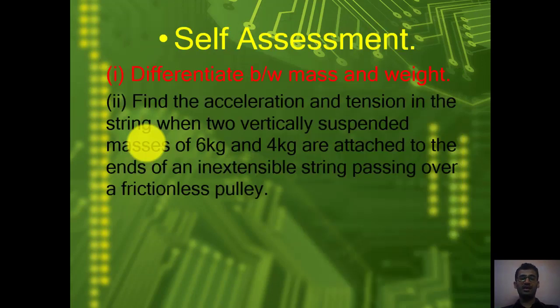Now, we shall have some self-assessment. For that purpose, we need to solve these two questions. First of all, you should be able to differentiate between mass and weight with some sufficient differences. Secondly, find the acceleration and tension in the string when two vertically suspended masses of 6 kg and 4 kg are attached to the ends of an inextensible string passing over a frictionless pulley. Students, this is a simple numerical that you can solve with the help of the topic that we have read.